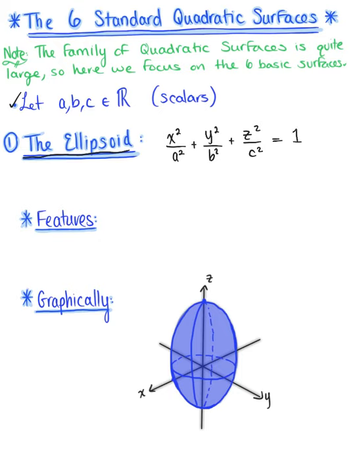And now an important feature of the ellipsoid that I want to point out is that all of the coordinate traces are ellipses. So all coordinate traces are ellipses.